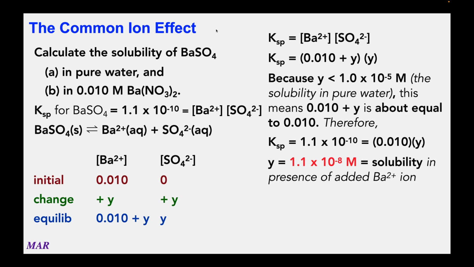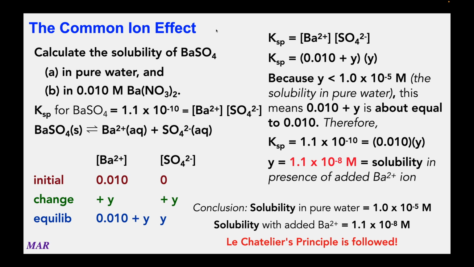Now again, it was 1.0 times 10 to the minus 5. Now it's 1.1 times 10 to the minus 8. So solubility has certainly decreased. It went from 10 to the minus 5 to 10 to the minus 8 in the presence of the barium ion. So this is another example of how Le Chatelier's principle can still help us out. It's a real powerful tool. It's helping us to figure out the direction of the solubility, helps us make sense of our answers and stuff. Le Chatelier's is pretty awesome.